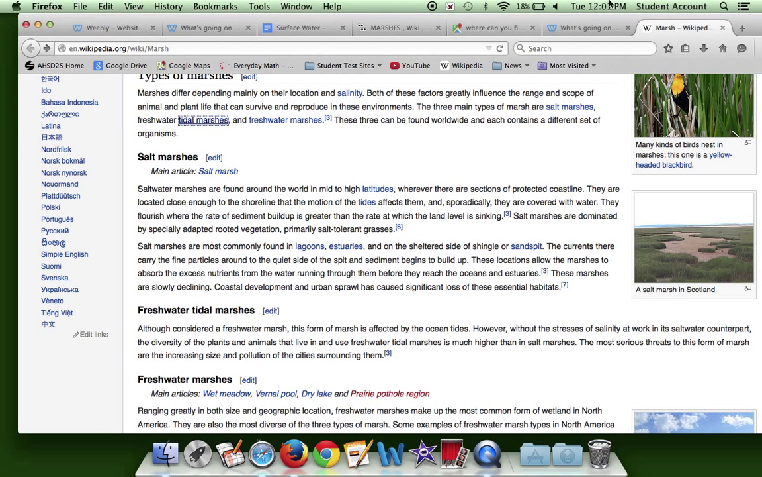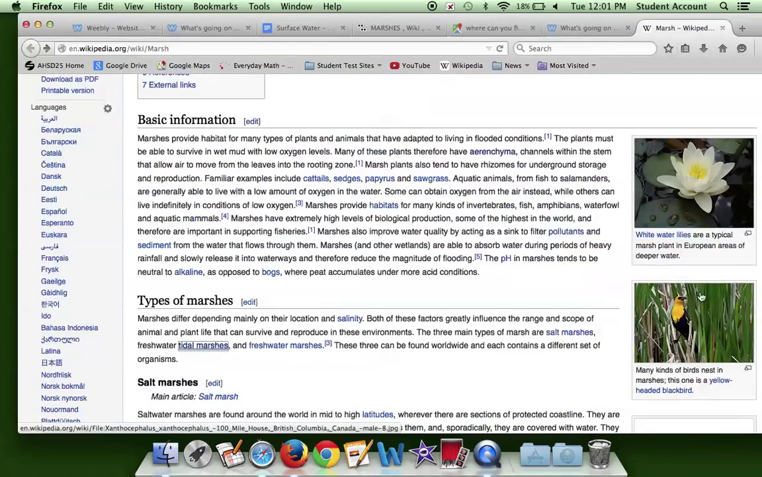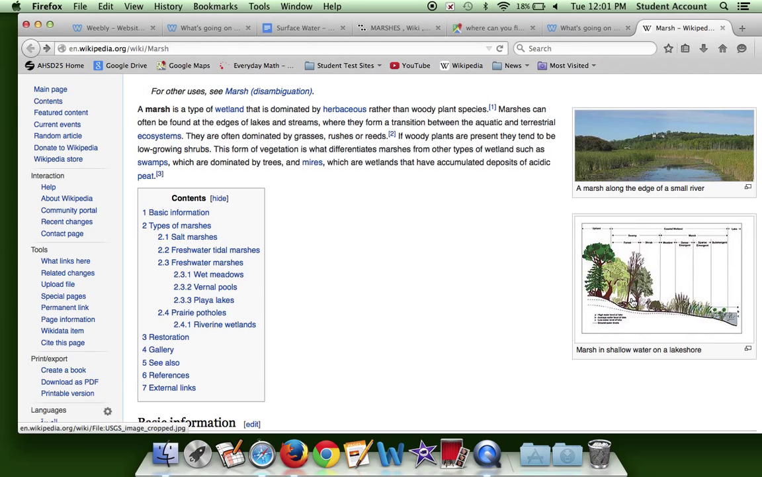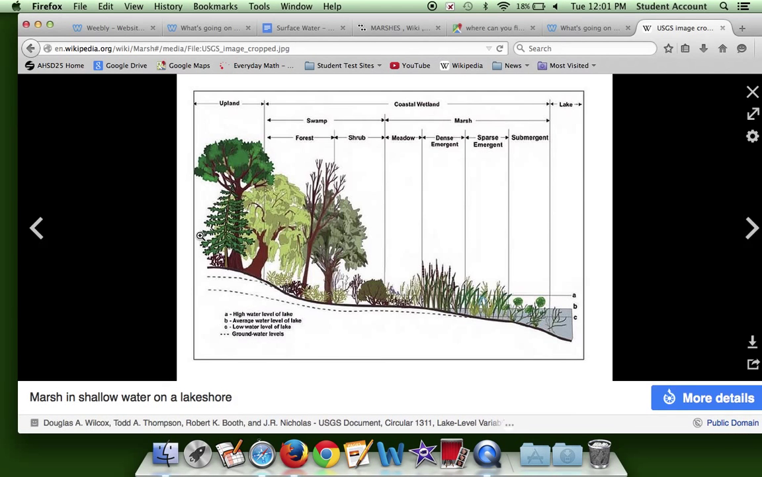As you can see, this is Scotland. This is actually a good picture that I saw. It shows the upland, that's like big trees, jungle. Forest, like you see in your neighborhood, or just a bunch of trees. Shrub is like bushes, meadow, dense emergent.